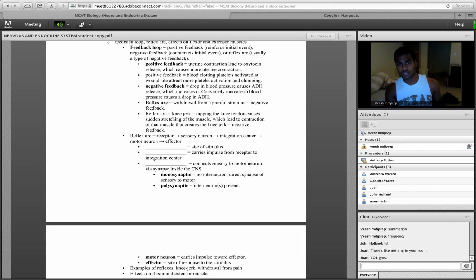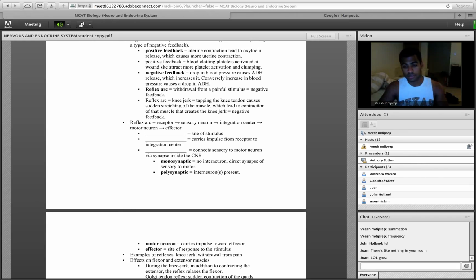And the way it works is your receptors receive some sort of sense. We'll just talk about a knee jerk. It receives that signal from the receptors down in the neurons, and that sends a signal through your sensory neurons and eventually back to your integration center, and that would be your brain. And from there, your brain sends a signal back through the motor neuron to contract that muscle.